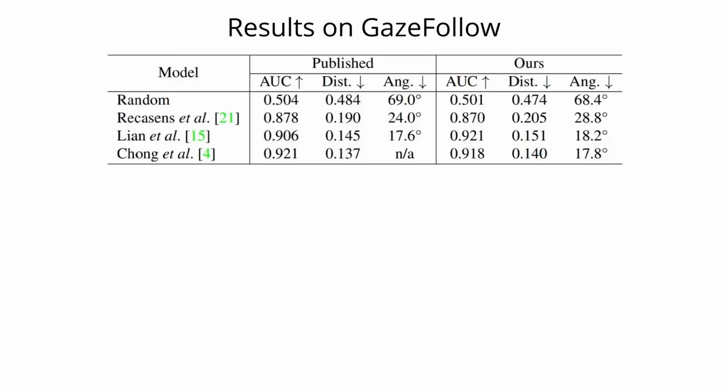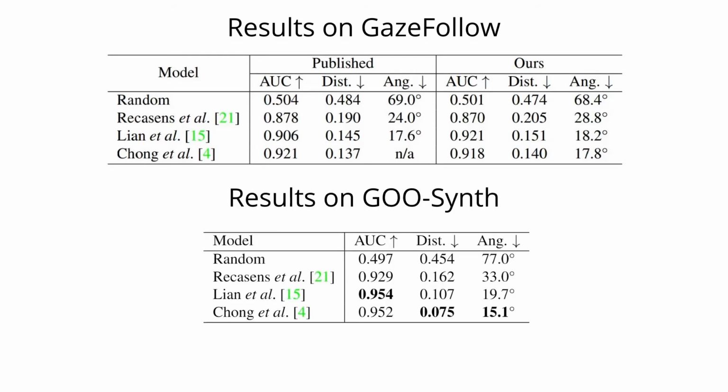We first present our benchmarks on the gaze follow dataset compared to the results in their respective papers. We attribute the largest discrepancy between our implementation of Recasens et al.'s work to ambiguity of training details in the paper, as well as the different framework used. The performance of the other two baselines are much more accurate due to the code being available online. Evaluation of these baselines on the GOOSynth dataset produces the following results.